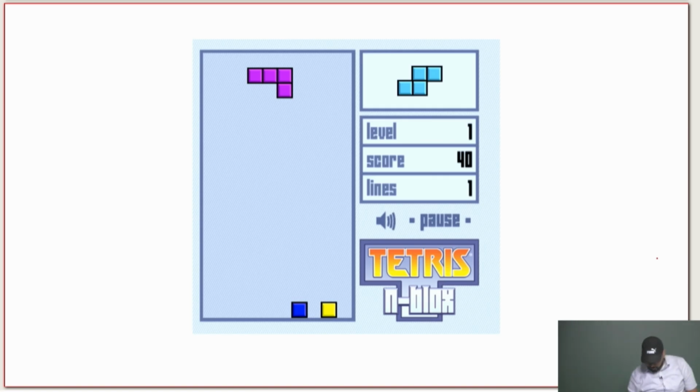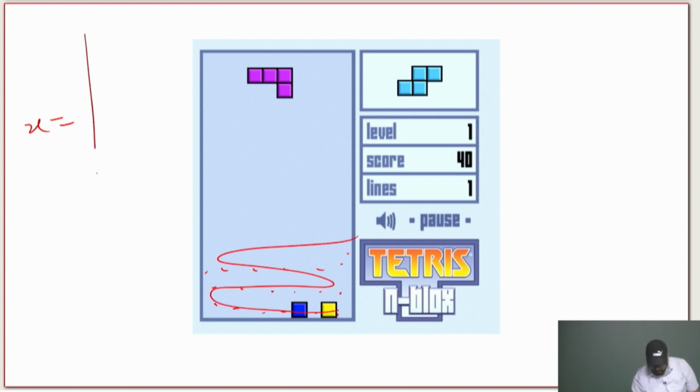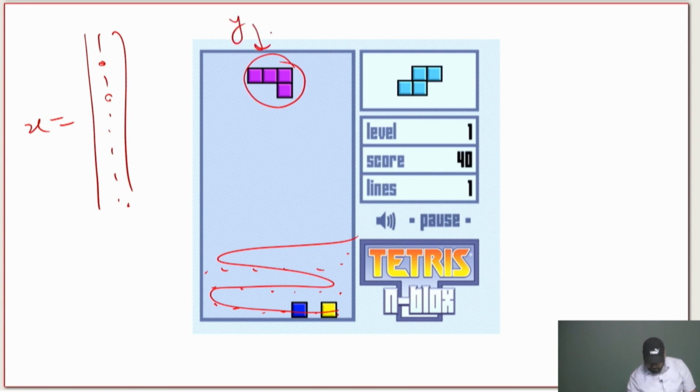X is a vector that will store whether these blocks are occupied or not. You can think of this as a matrix, but then you can reorder this as a vector, so that you have a long vector of 1, 0, 1, 0, and that indicates which of the blocks are filled or not. This is your x. Now y is the block that is falling. So this is our y, and u will be the control that we will have to move these blocks horizontally or rotate these blocks.